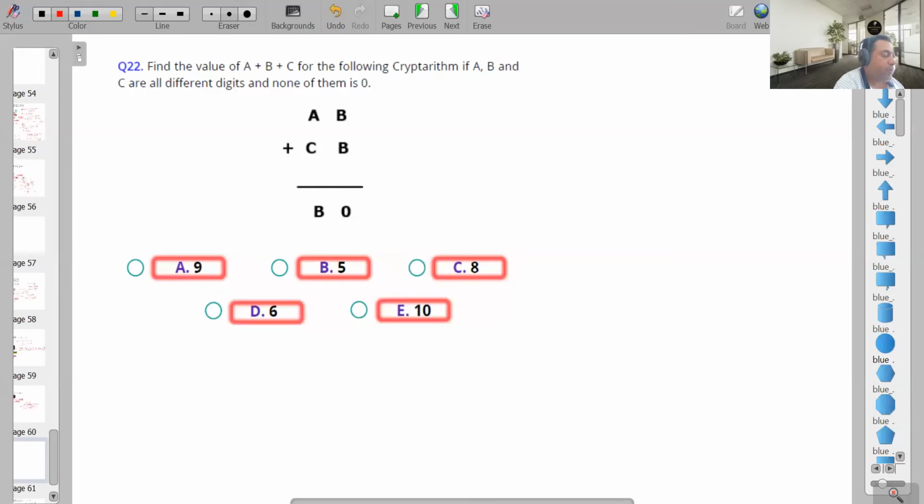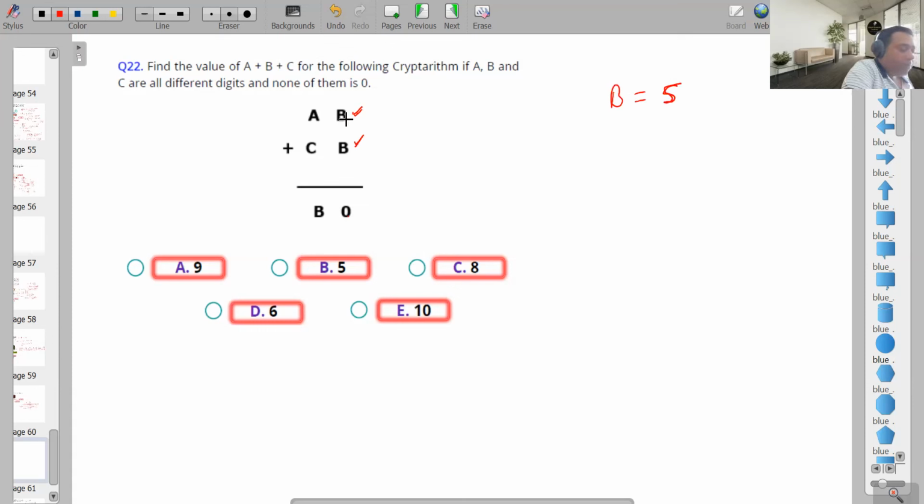Find the value of A plus B plus C for the following cryptarithm if A, B, and C are all different digits and none of them is 0. None of them is 0, it's already given. So something plus something is equal to 0 in the ones place. We know this is going to be the same digit added twice. So 2 times what will give you a 0 in the ones place? That's going to be 5. So B is going to be 5. You know that for sure.